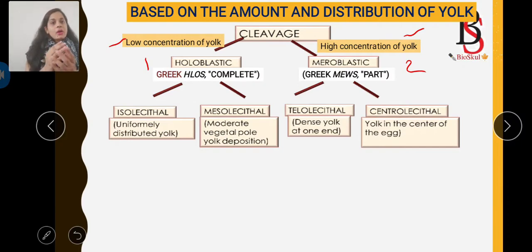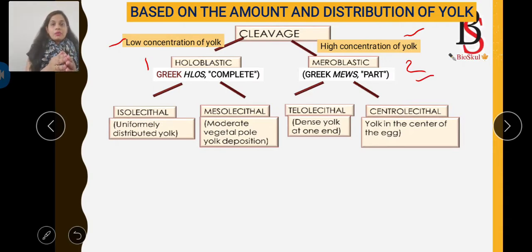Now, what is holoblastic cleavage? The Greek word holos means complete. In holoblastic cleavage, the egg is completely divided. In meroblastic, the Greek word meros means part or partial, so the egg is partially divided.